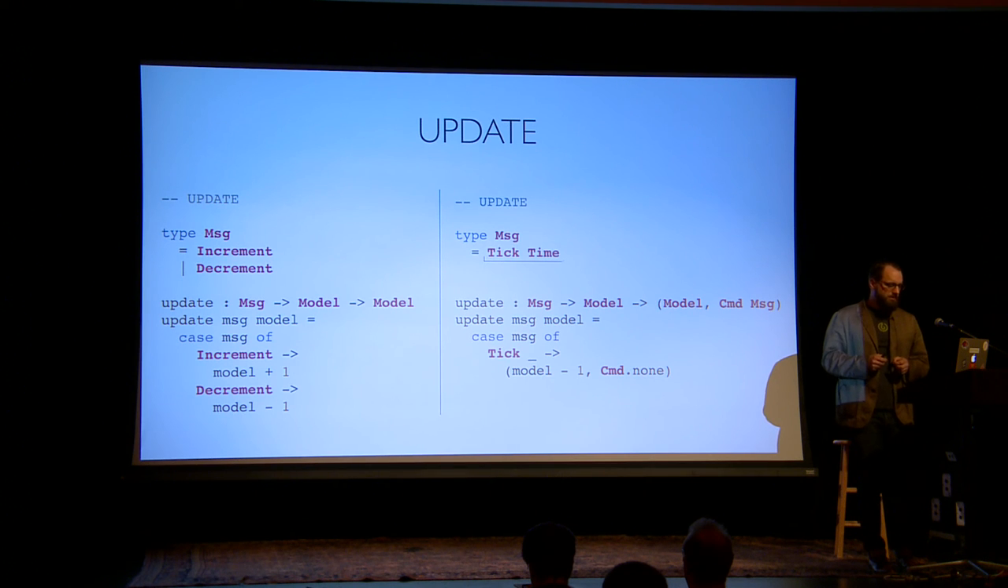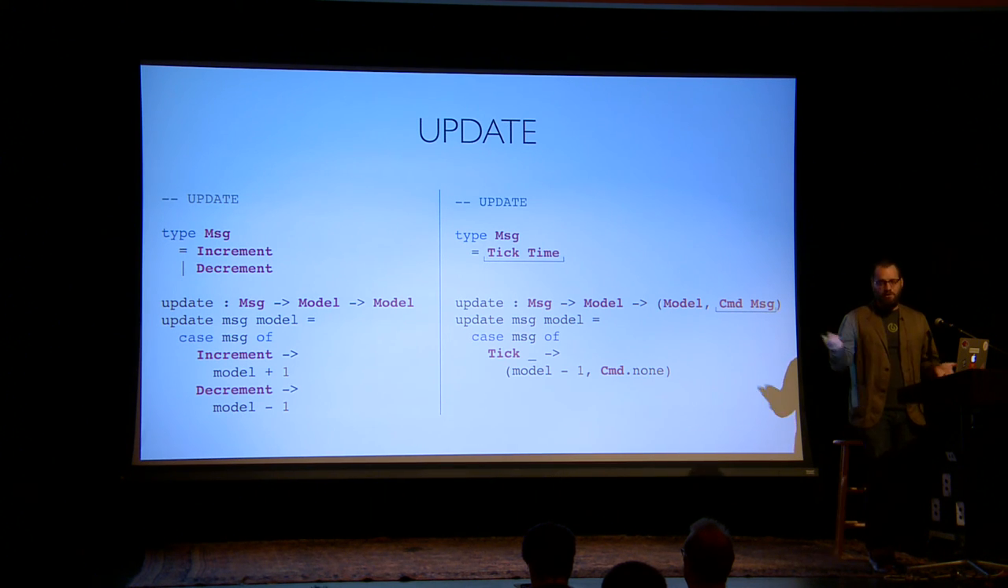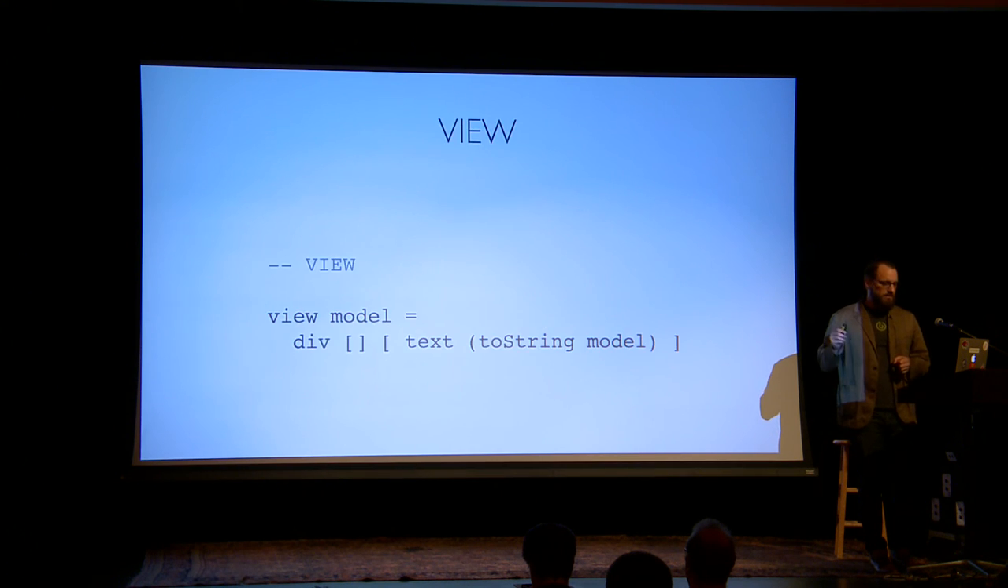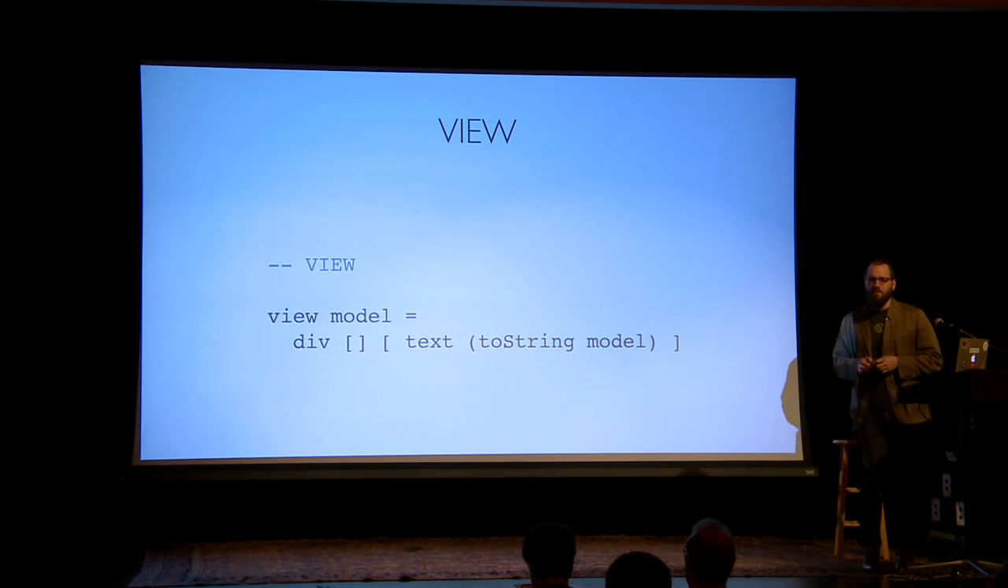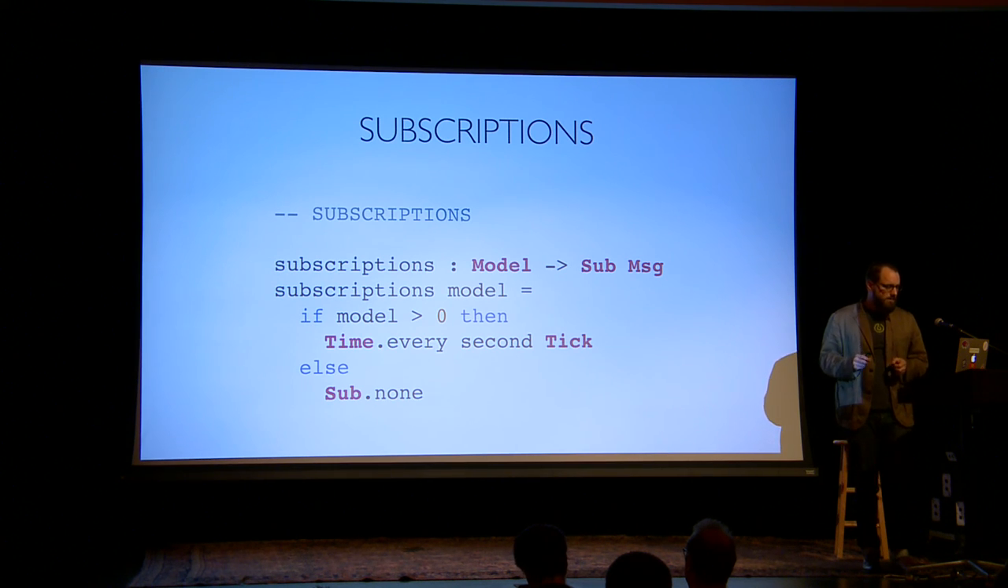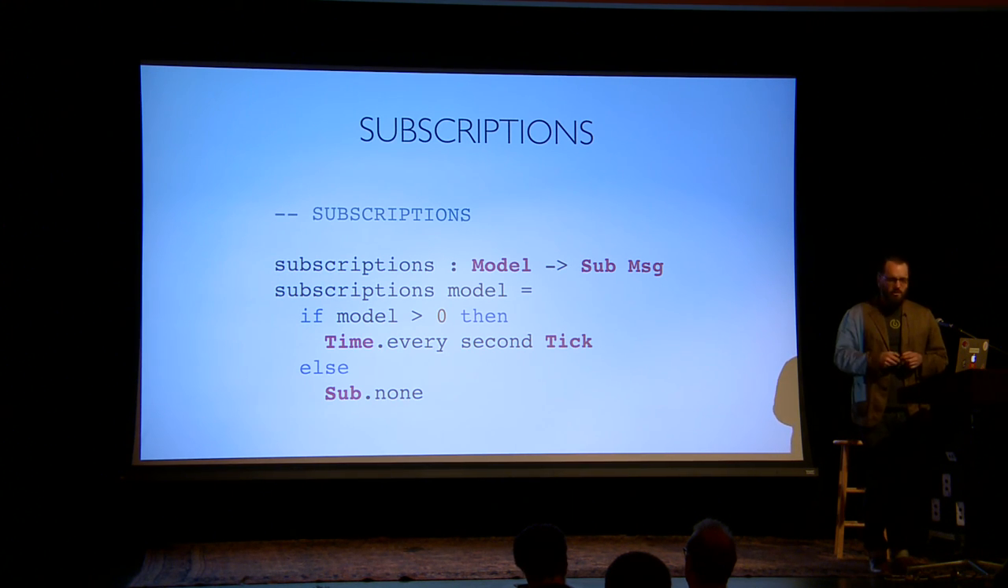Our update gets a little simpler, because instead of going up or down, we're just going to go down. We're going to look for a tick, and that tick is going to come with a value for the time. And then that tick is just going to decrement our model by one. Our view gets a lot simpler because we're just showing the time now. And now we're adding something called subscriptions, where basically, as long as the model is greater than zero, every second we're going to send the tick message.